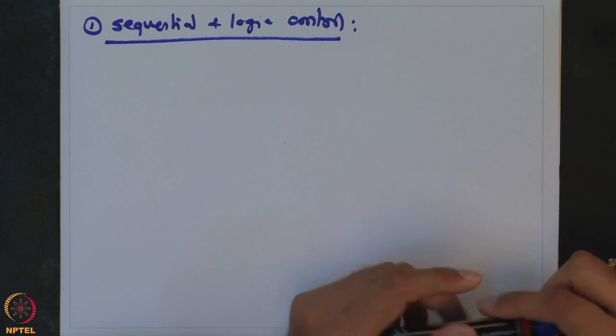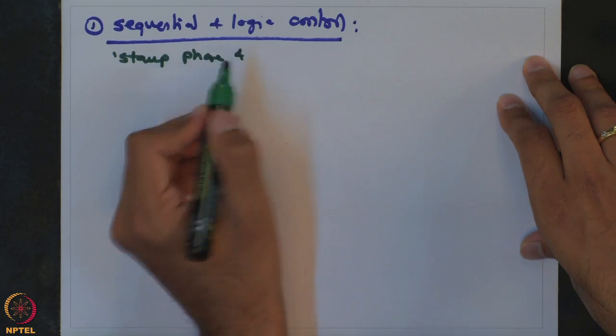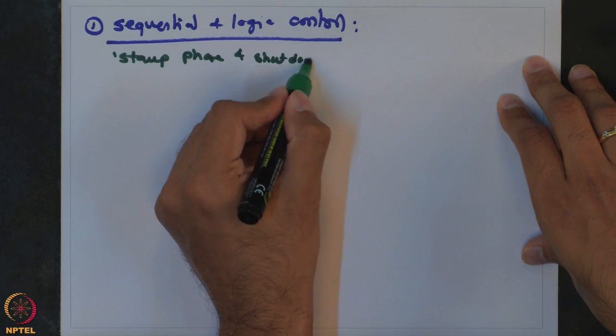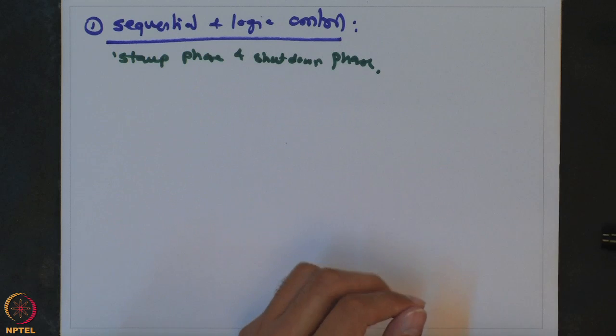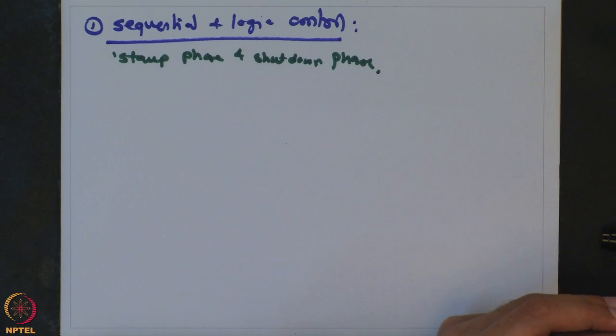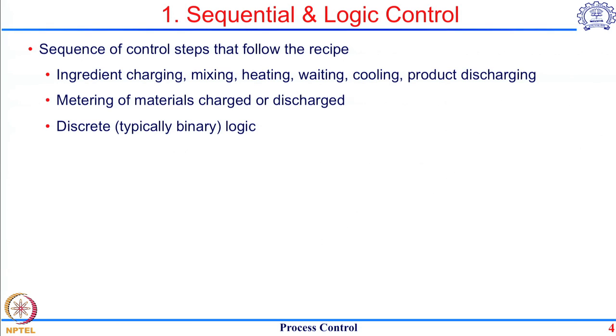As the name suggests, it deals with sequence and logic. So this deals with the startup phase as well as the shutdown phase. The activities which you have to conduct in a startup phase and a shutdown phase would come inside the sequential and logic control. In the same way, if you want to connect with the continuous process, the startup of a continuous process as well as the planned shutdown of a continuous process would also involve this kind of sequential and logic control.